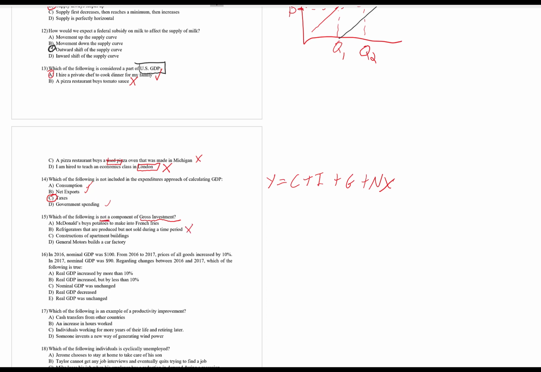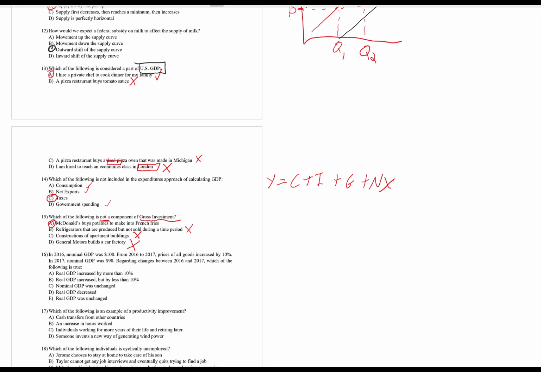That's not correct. Constructions of apartment buildings, we've talked about that as residential investment. That's a component of gross investment. General Motors builds a car factory. Gross investment, they said that those are goods produced but not consumed or sold by a business during a time period. So a car factory is a component of gross investment. So the answer here is A.